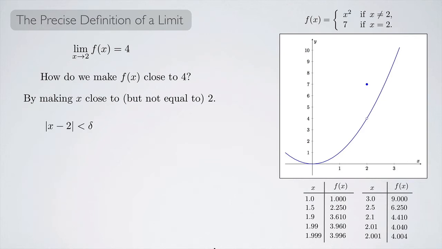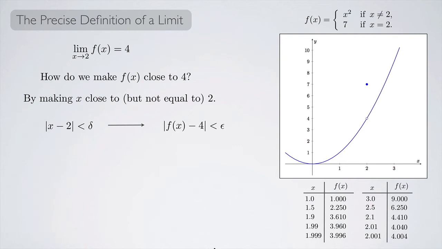So in this case, I want the distance between x and 2 to be less than, we'll say, another number, delta. This is another Greek letter. It's another positive number. And if I let the distance between x and 2 be less than some small amount, then that should allow for the distance between f of x and 4 to be less than another small amount.